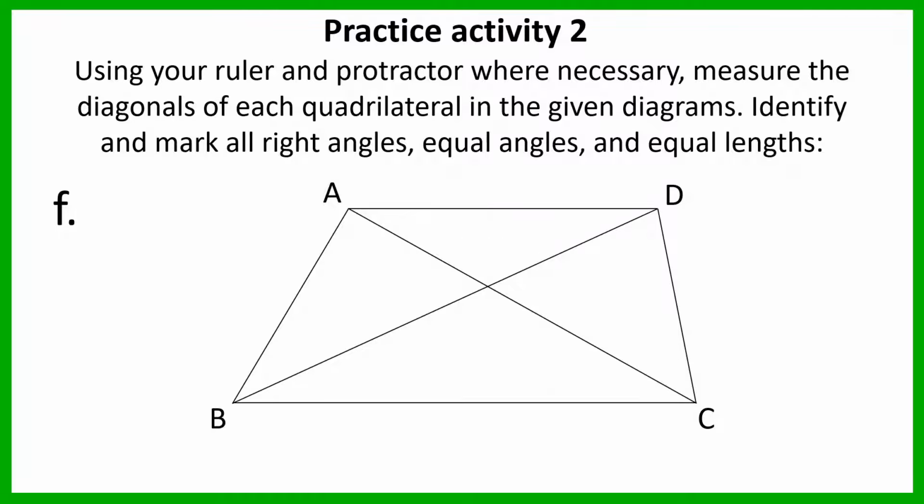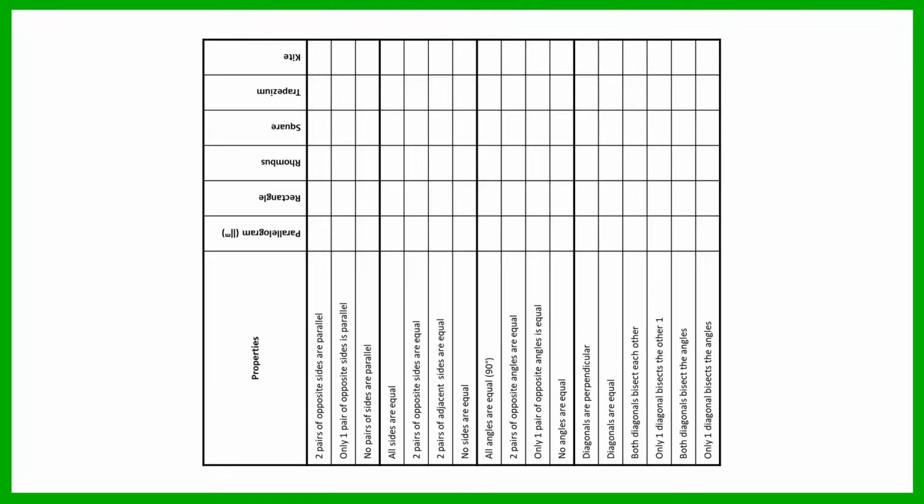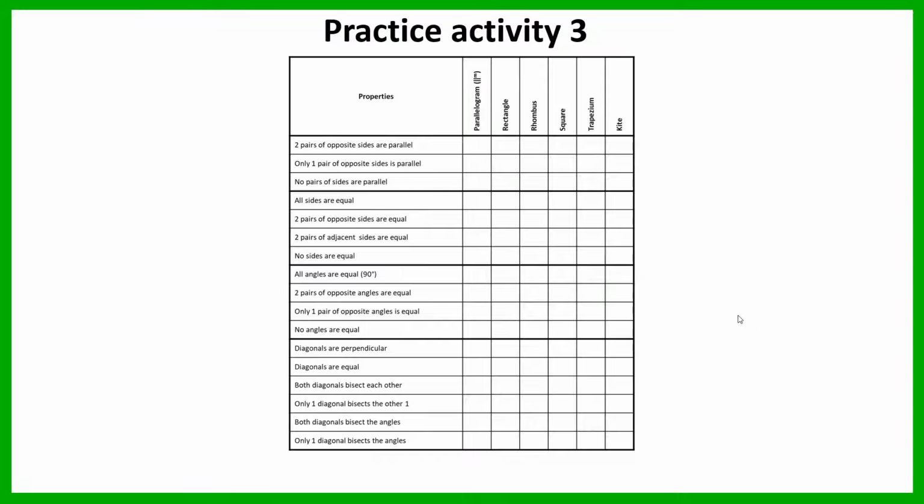Right, now we're going to go and put all of these properties together into a table. If you have the worksheets that go with this lesson, you can use the table that's provided. Otherwise, you can quickly take a screenshot and print this out to work in. Okay, so in this activity, you need to complete the table by putting a tick in each block if the property described is true for the quadrilateral. I'm going to give you 3 minutes to complete this table.